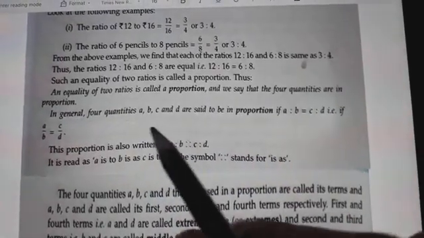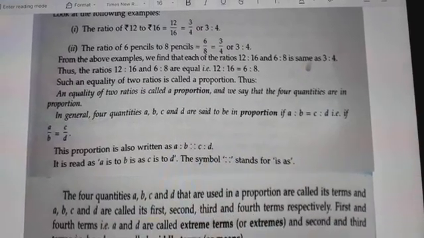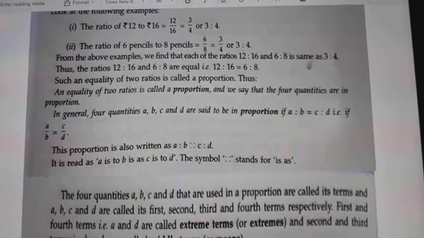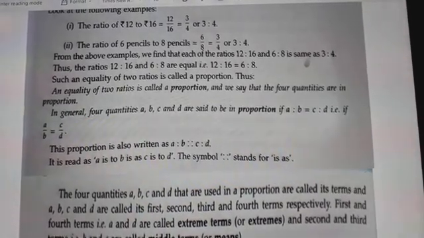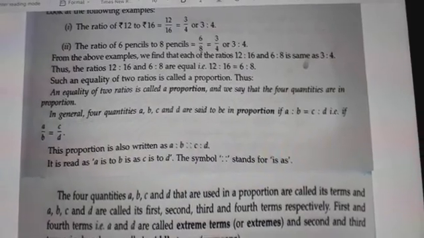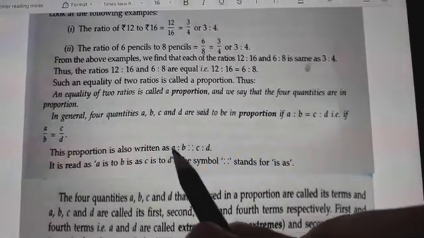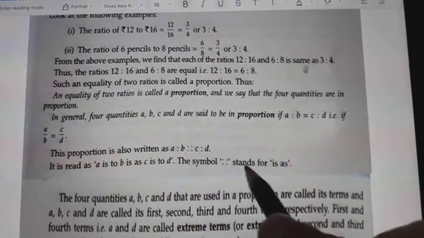Now in general we can say that there are four quantities or four terms A, B, C and D, and they are said to be in proportion only when A is to B is equal to C is to D, or A upon B is equal to C upon D. Here we read it as A is to B, whereas this "is" means "as".